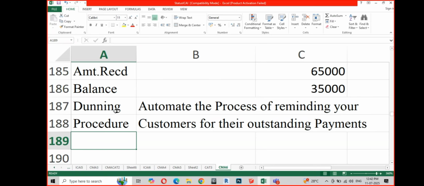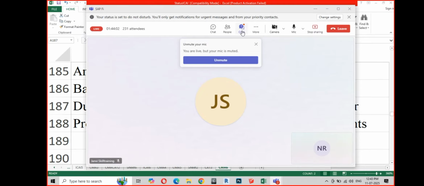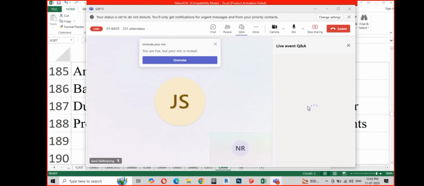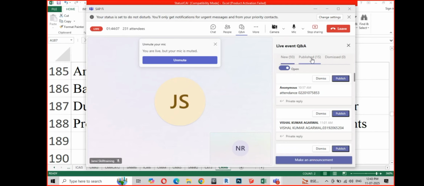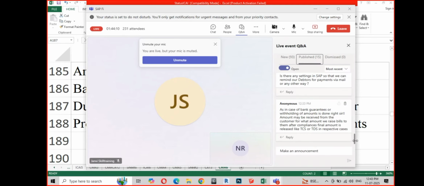So I hope I've answered that question also. Somebody had asked me whether there is a process in reminding the customers for their outstanding payments. This is your answer, dunning procedure. Good questions. Very nice. I hope I've answered almost all the questions. Some of the questions I'm not answering on purpose because I'm waiting for those topics to come up so that I can discuss them.